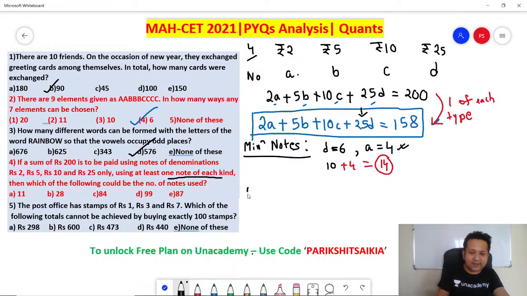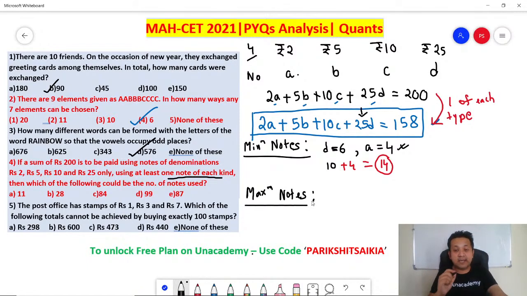Maximum notes. What can be the maximum notes? The maximum notes is the scenario when you are using the lowest denomination note. As an example, if I use only 2 rupee notes, in our case, it will be the highest number of notes. So for 158, if you have to pay only using 2 rupees, 158 divided by 2, you have to use 79 notes. Maximum notes can be 79 for 158. But remember, the question is for 200.